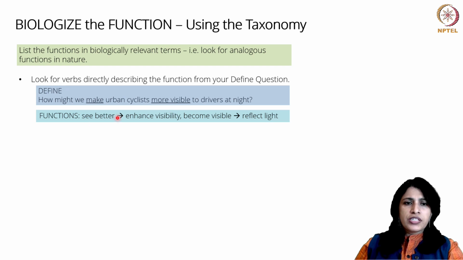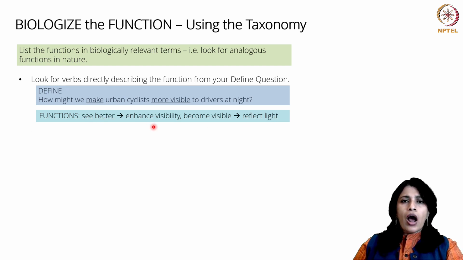Similar functions could be seeing better, enhancing visibility. So you're looking at becoming visible. Other ways could be reflecting light, because that's what makes stuff visible. So you can play around with the function and look at what it could be in nature. That is one way. And for doing this, you can take the help of the taxonomy. The taxonomy gives you a bunch of functions, and you could use the wordings from that in order to come up with functions from the natural world, which are similar to what you have put in your defined question.